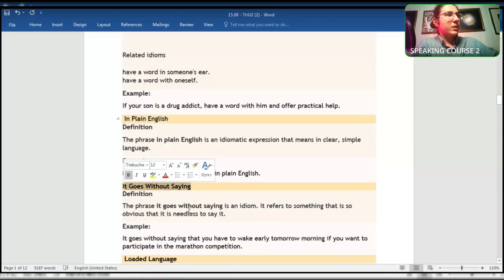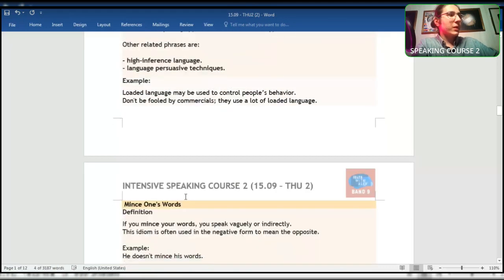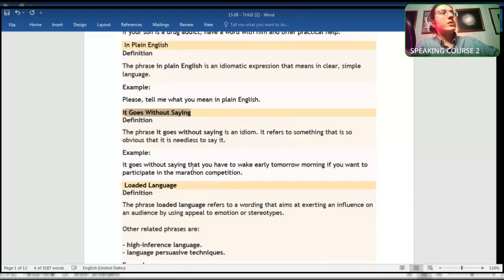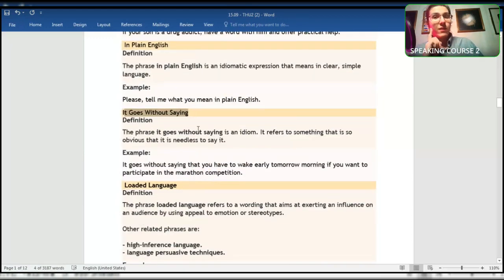And lastly, let's talk about this. It goes without saying. This is idiomatic language, which is very necessary. And this is a phrase that is very easy to use. I recommend you write this down right now, immediately, because this phrase is great. It basically means "I don't have to say this, but..." Like everybody knows this information. And you can use this in any situation. It's so easy.